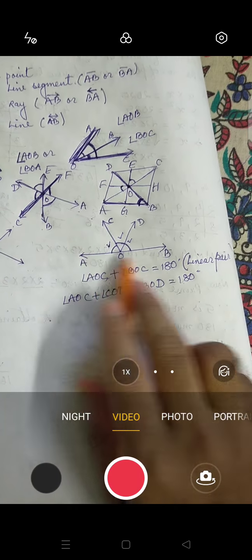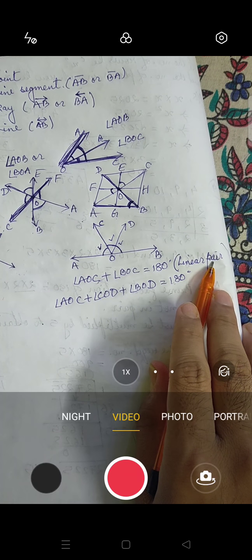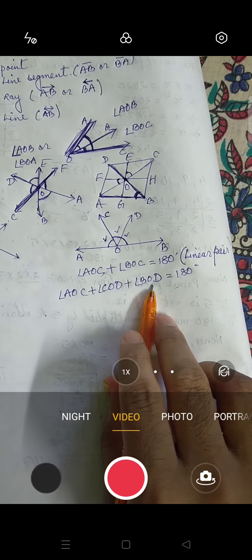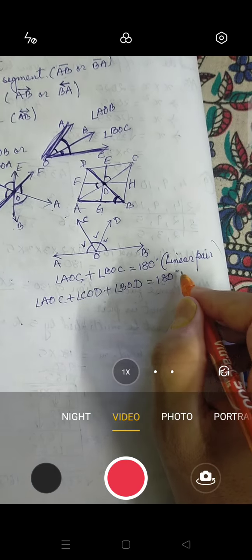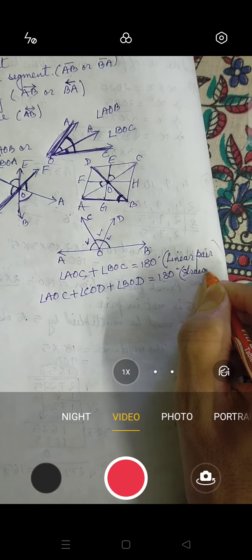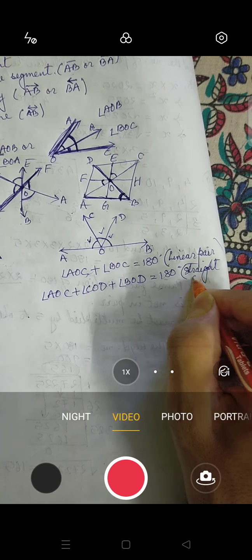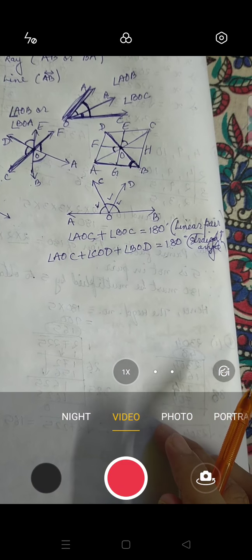That means by adding two angles, if you get 180 degrees, you term it as linear pair. But by adding more than two angles, if you get 180 degrees in a straight line, then the reason will be straight angle. Straight angle. This way you have to give the reason. So this is 180 degrees.